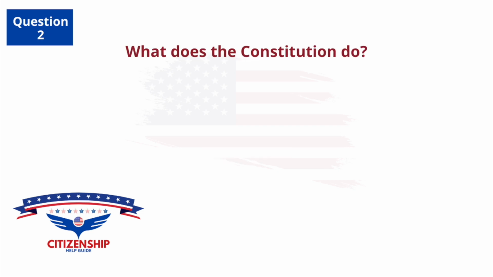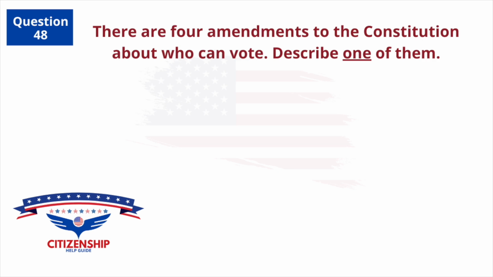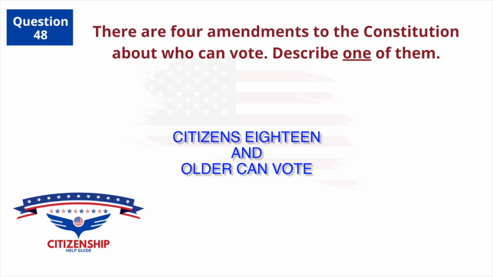What does the Constitution do? Sets up the government. There are 4 amendments to the Constitution about who can vote. Describe one of them. Citizens 18 and older can vote.